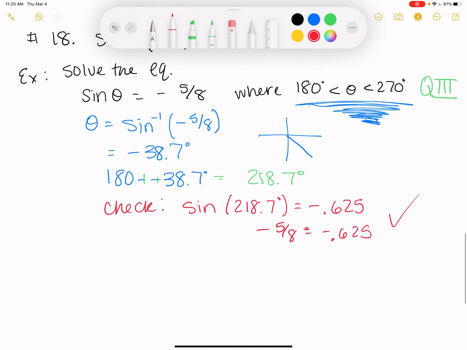Now, I do have a question. I know we went over this, and I think I'm right, but I don't want to be wrong. How did we know that negative 38.7 was in this quadrant? It's because we went from 360, and because it's negative, we went down that way, right? Yes. Alright. Okay, let's do another one.